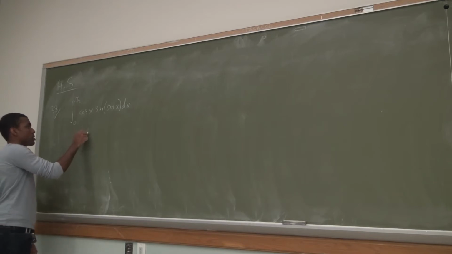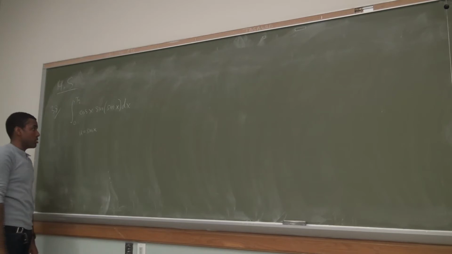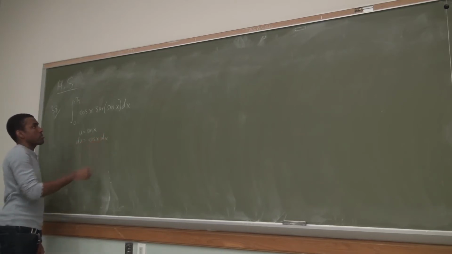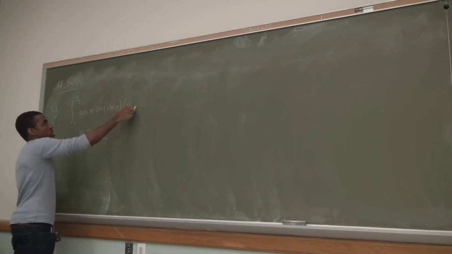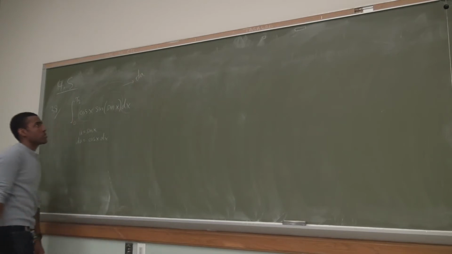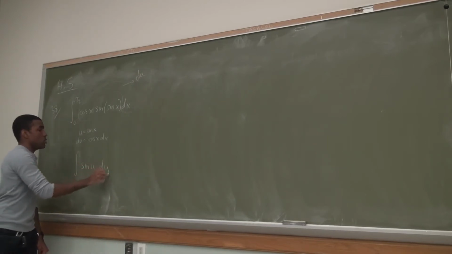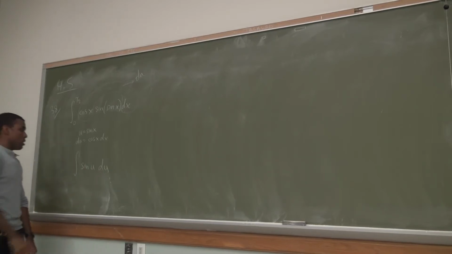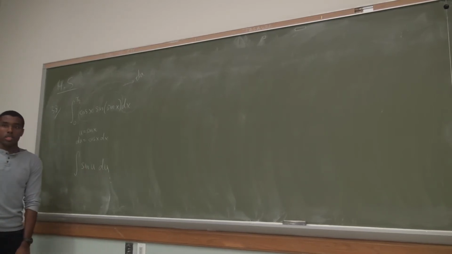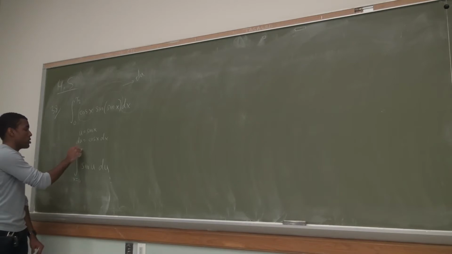u equals sine x, because it's the inside function and its derivative is outside here. du equals cosine x dx. This means that this here is du. So now I just have the integral of sine u du. Do you guys want to change the limits or leave them the same? x equals 0 to pi.